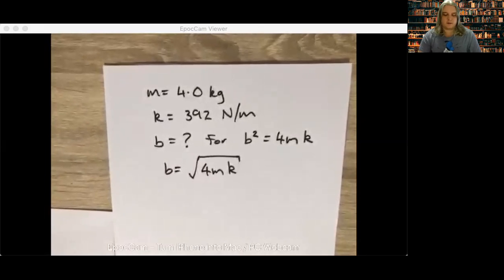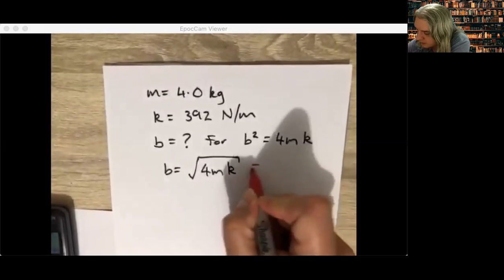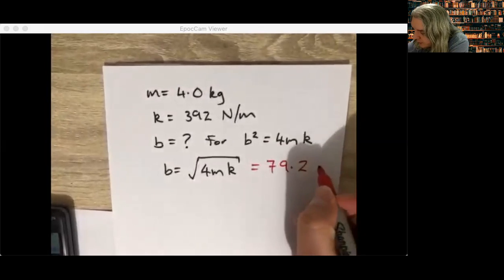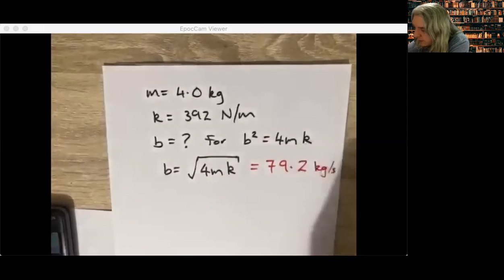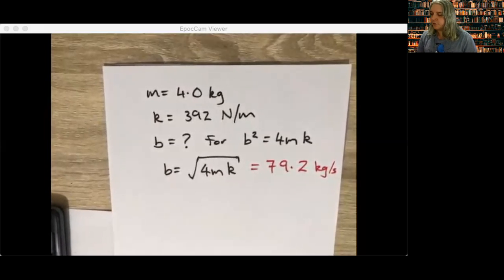If I get my calculator and put in 4m and k, we get the square root of 4 times 392, and I get that to be 79.2. Kilograms per second are the units there. So B is 79.2 kilograms per second. That is the first part of the question. Nice and easy, use one formula, put the values in.